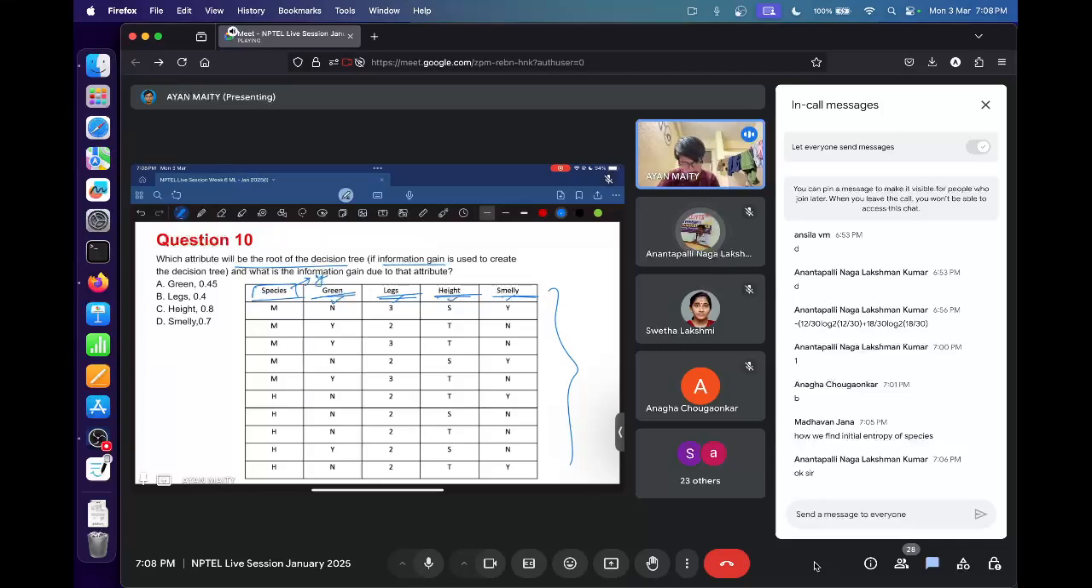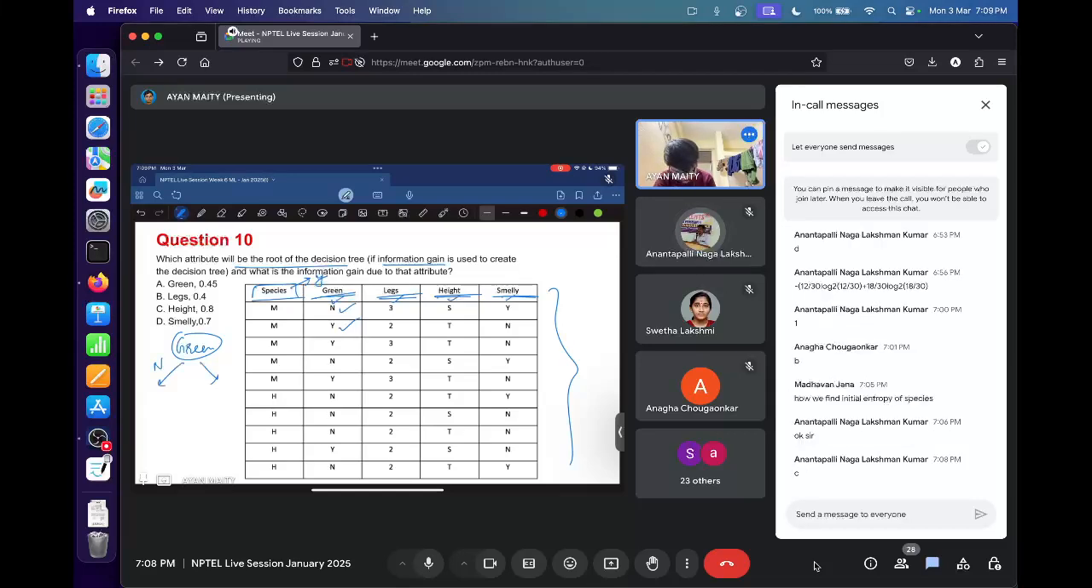So first, consider the attribute green. How many distinct values can green take? We can see there are only two distinct values, n and y. So if we split the whole data set using this feature green, on one side we will have all the elements with green equals n, and on the other side all the elements with green value as y.